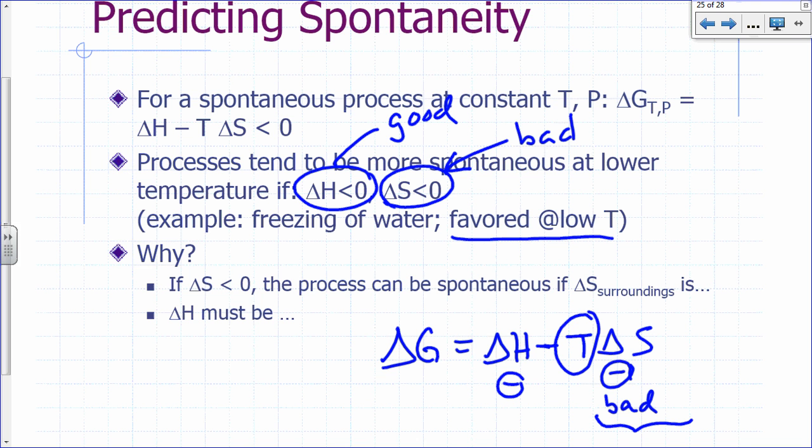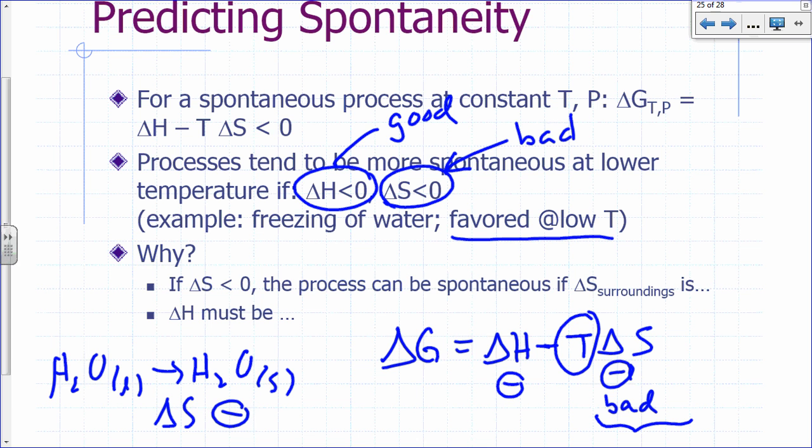So for example, freezing of water. You go from liquid to solid. See, there's more order here. You would expect delta S to be negative. But when water freezes, they have to lose energy. They have to release heat to the surroundings. So delta H is negative. So freezing of water is favored at lower temperature.